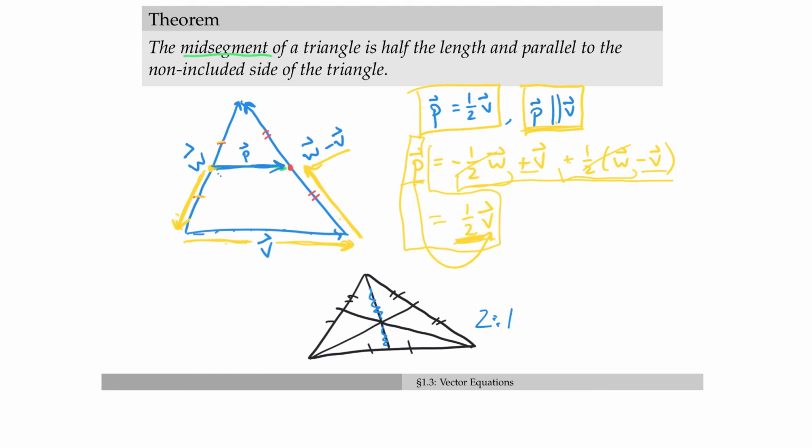going back over here, this p vector, is there some sum of w, v, and w minus v that will get me to p? Well, yeah, absolutely there is. It's the negative 1/2 of w, the 1 of v, and the 1/2 of w minus v that got me to p.